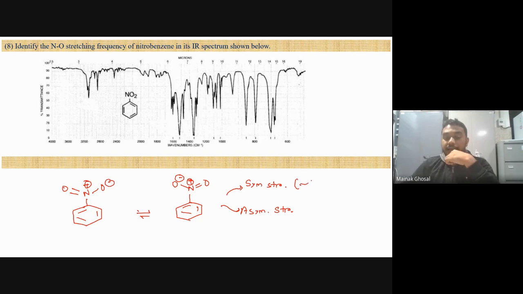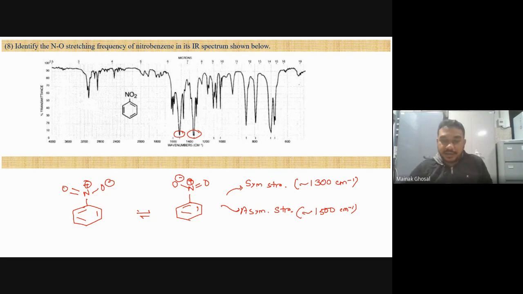And I also told you that nearly 1300 centimeter inverse, there is some band corresponding to symmetric stretching, and some band corresponding to asymmetric stretching that we will find nearly 1500 centimeter inverse. So you see here one band is almost 1300 something, and one band is almost 1500 something. These two bands are generally present due to the NO, symmetric and asymmetric stretching.